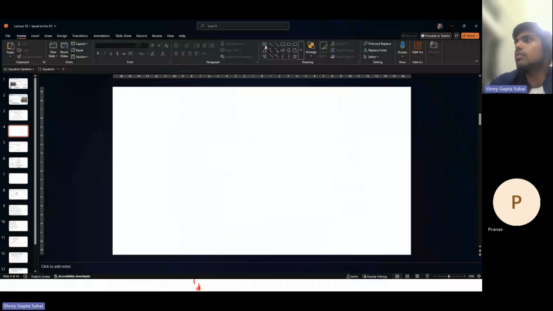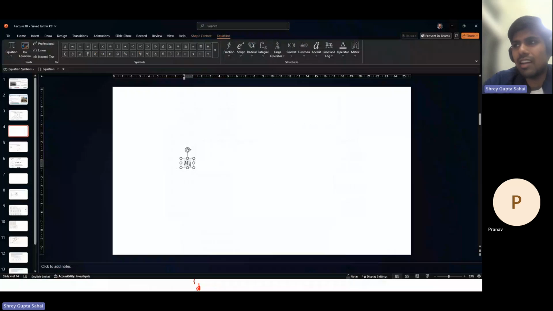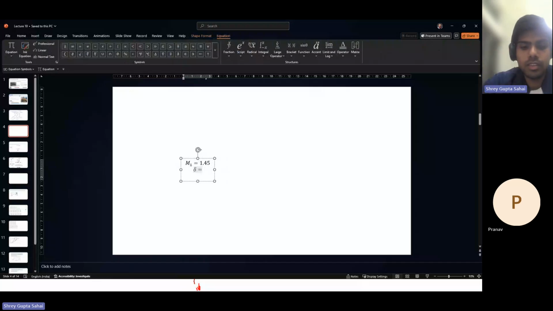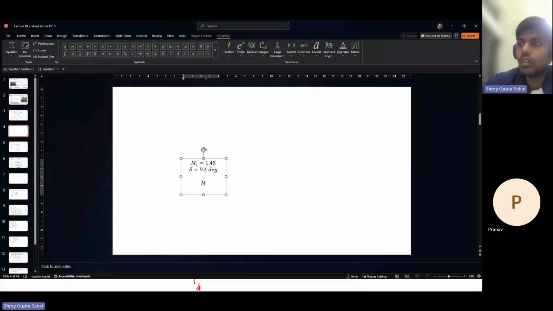So I have M1 equal to 1.45 and the deflection angle is 9.4 degrees. Then for MN1, can you calculate the sine of 9.4?